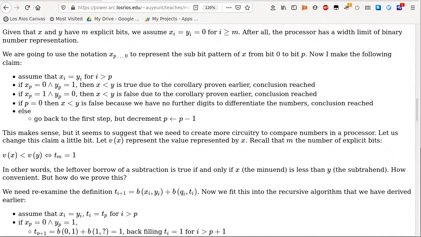And then Martin has a question. What does bit p represent? So p is representing a bit position that we are concerned about. So we keep moving p from m minus 1 and hopefully all the way down to 0 at some point, because we are basically just moving p one place to the right hand side in the binary bit pattern so that we can see if we can conclude whether x is less than y or not.